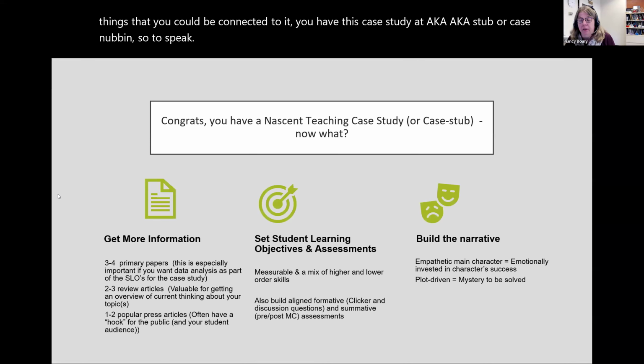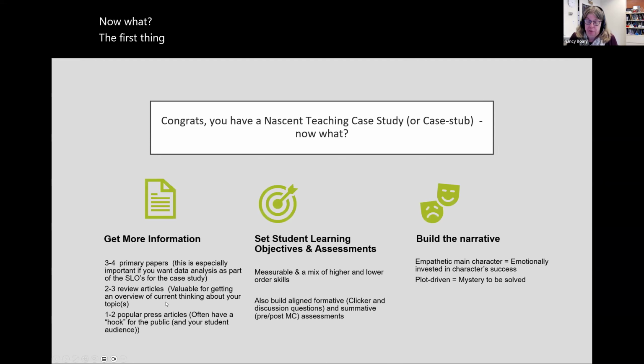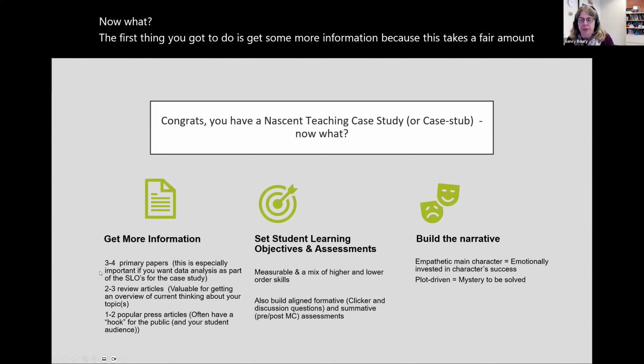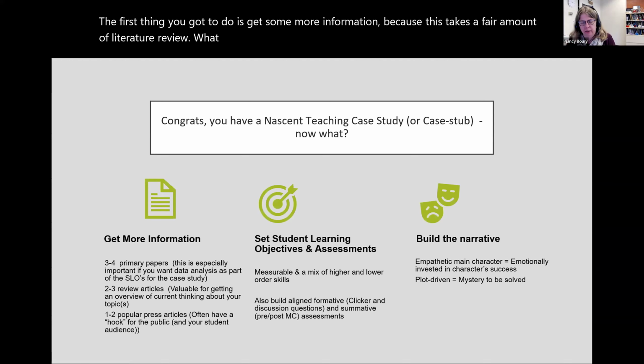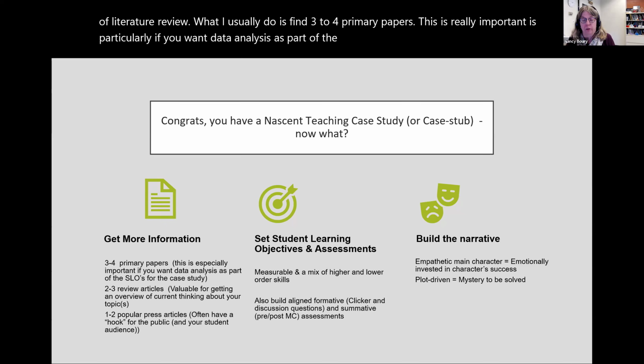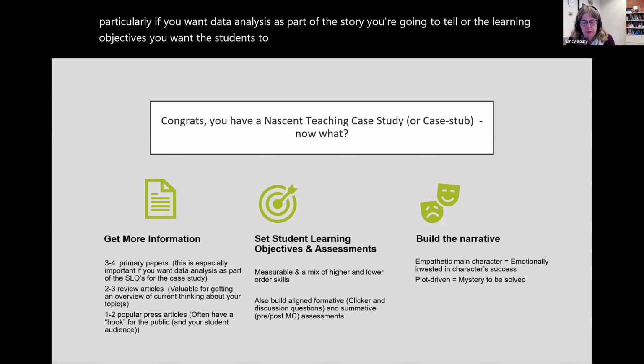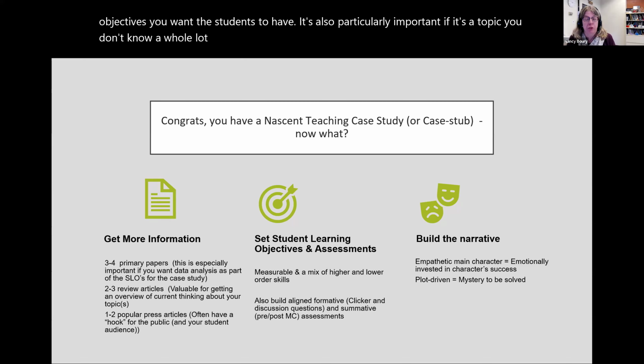Now what? Well, the first thing you got to do is get some more information, because this takes a fair amount of literature review. What I usually do is find 3 to 4 primary papers. This is really important, particularly if you want data analysis as part of the story you're going to tell or the learning objectives you want the students to have. It's also particularly important if it's a topic you don't know a whole lot about. Get some review articles, because you want to know not just the stuff, but the nuances of the stuff.